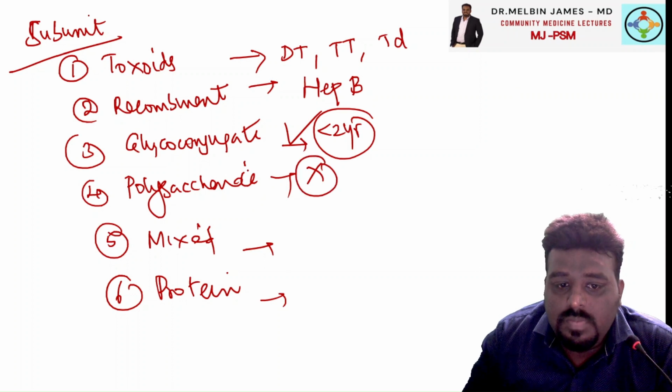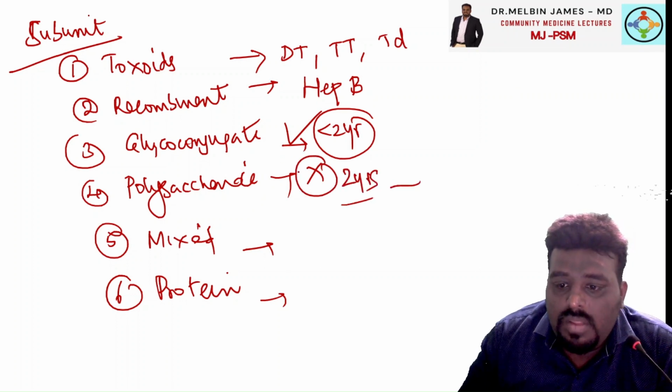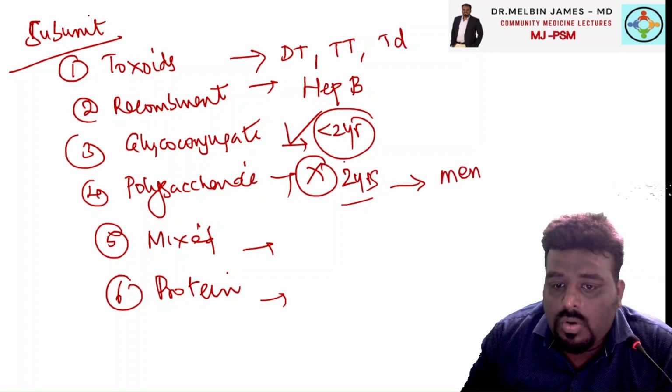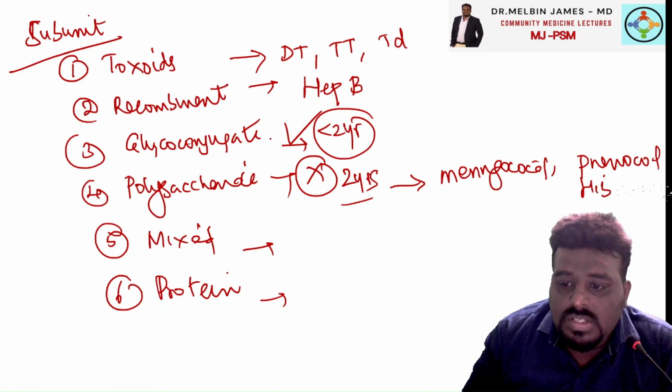Polysaccharide vaccines should not be given to children less than 2 years. Polysaccharide vaccines are nothing but your meningococcal, pneumococcal, and Hib. And the glycoconjugate will be your PCV.